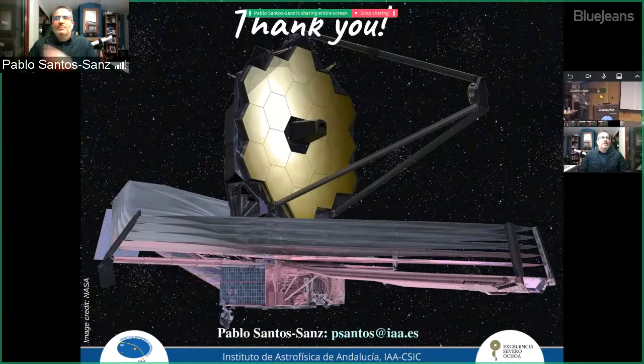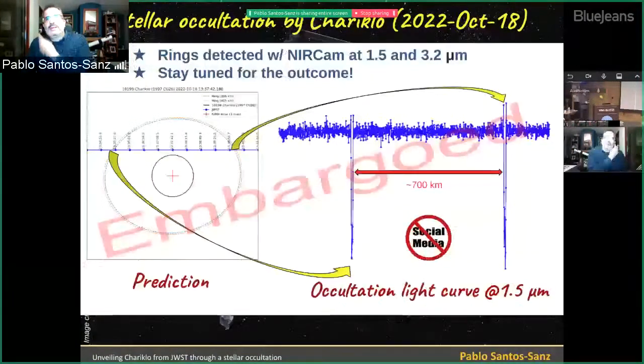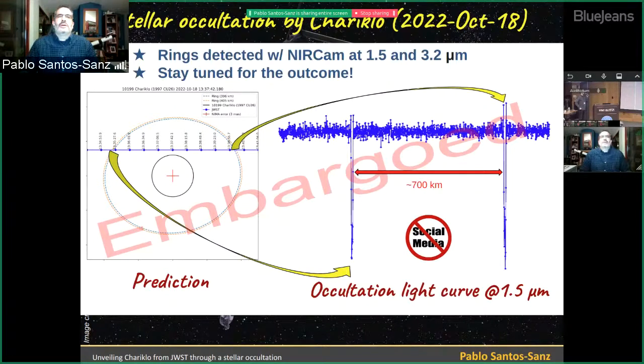Can you repeat the question, because I have problems understanding? Yeah, on this last image, there's no atmosphere or anything from the main body, right? If there was an atmosphere, would you expect to have detected something?